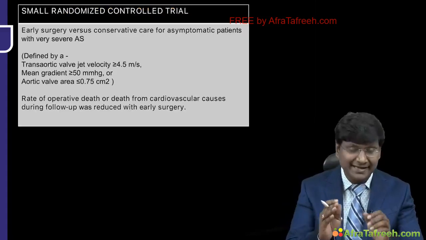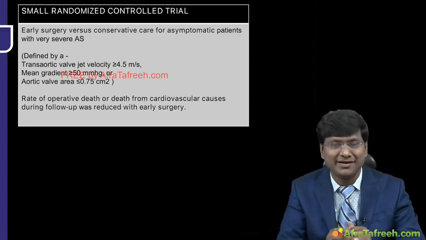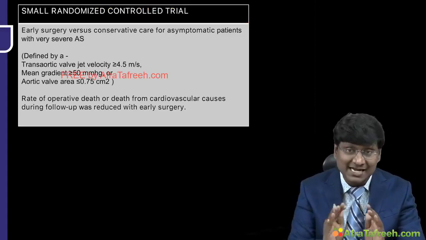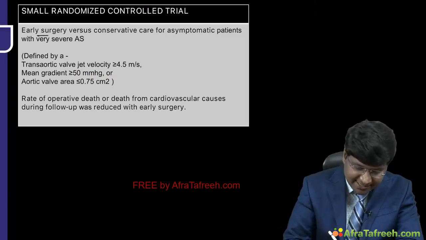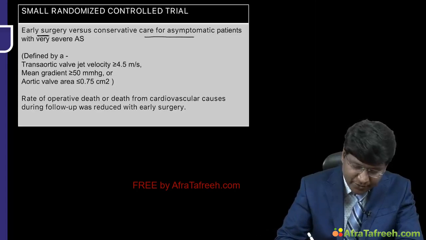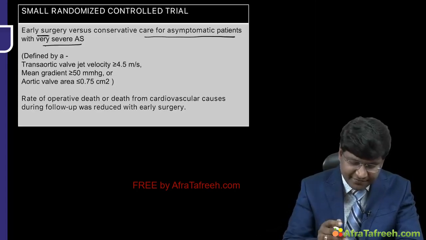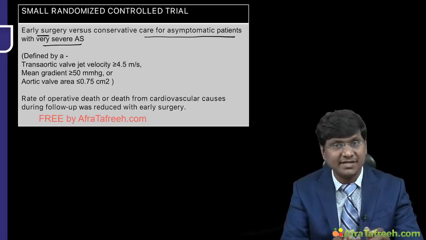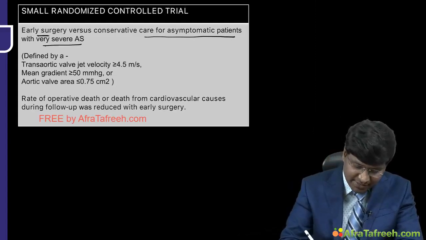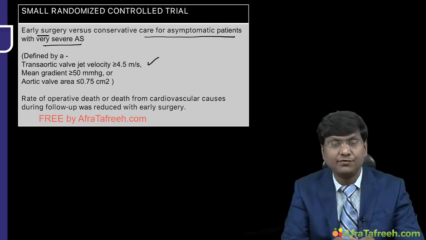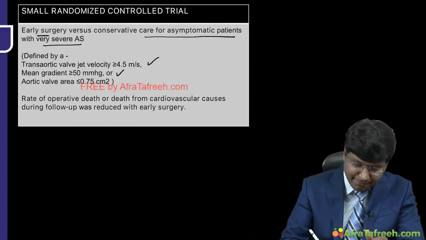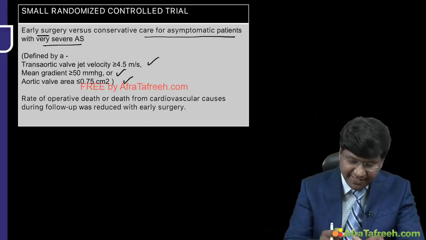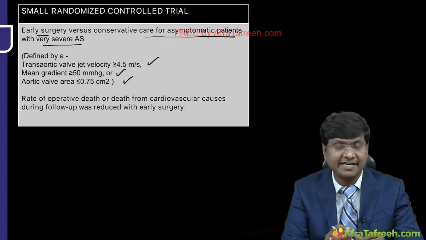And there was a small randomized control trial which was done. And what was this trial about? This trial compared early surgery versus conservative care for asymptomatic patients with very severe aortic stenosis. So what is the criteria to call it very severe aortic stenosis? The criteria they have taken is aortic jet velocity more than or equal to 4.5 meters per second, mean gradient more than or equal to 50 millimeters of mercury, and aortic valve area less than or equal to 0.75 centimeters square.